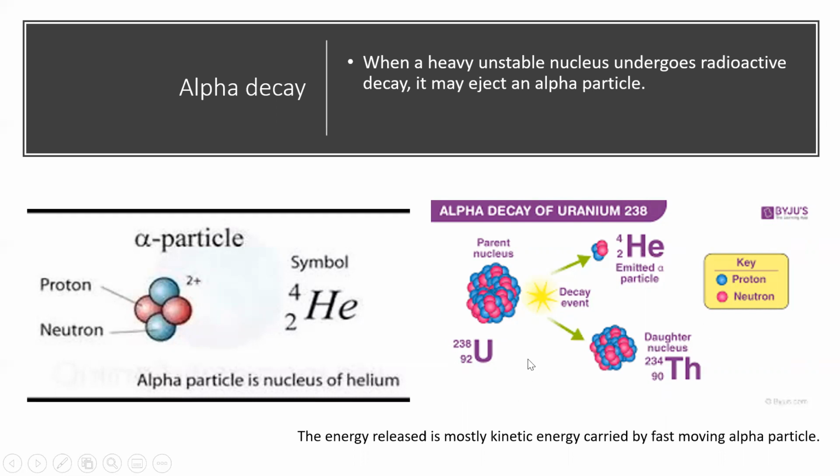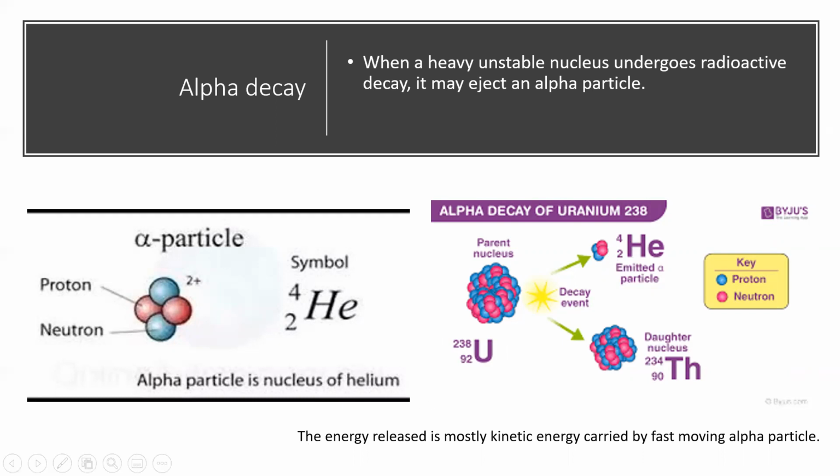If you closely look at this equation, you will see that the mass number and atomic number in an equation are always balanced. 238 is the mass number for uranium, 4 for helium, 234 for thorium. 4 plus 234 equals 238. Similarly, for the atomic number, 92 for uranium, 2 for helium, 90 for thorium. 90 plus 2 is 92. So yes, this equation is balanced. The equation will always be balanced. This will help you in writing the equations.